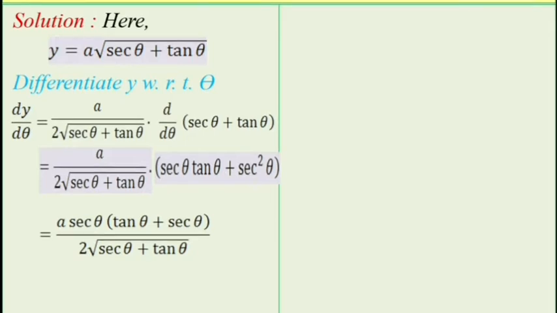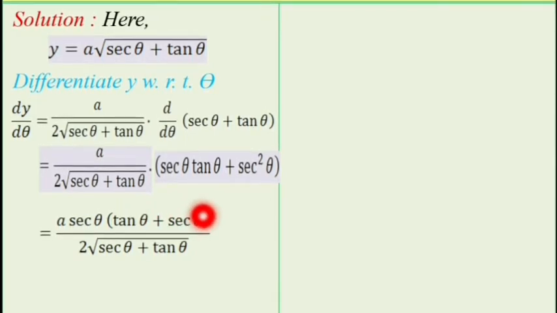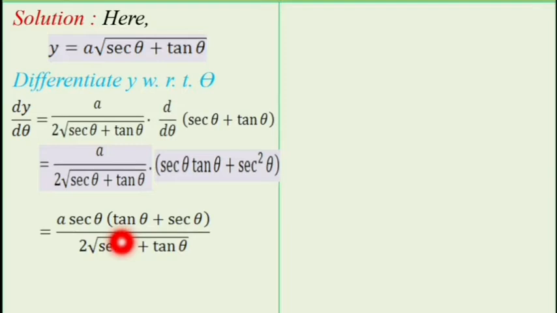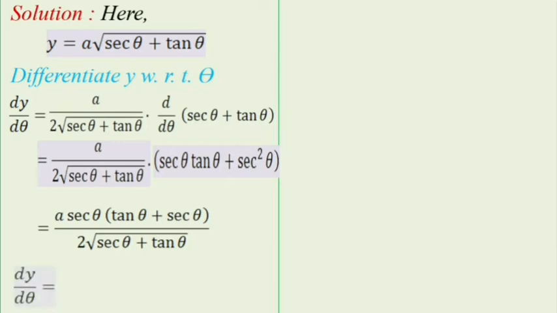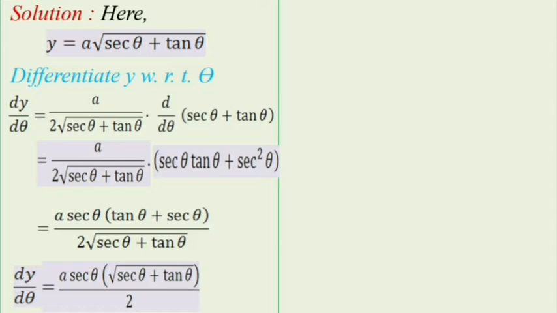Now again, in the numerator sec theta plus tan theta and in the denominator root of sec theta plus tan theta. That means sec theta plus tan theta can be written as root of sec theta plus tan theta into root of sec theta plus tan theta. One root in the numerator and denominator cancel and only the remainder is left, therefore dy by d theta equal to a sec theta into bracket root of sec theta plus tan theta whole divided by 2, and that is equation number first, the derivative of y with respect to theta.